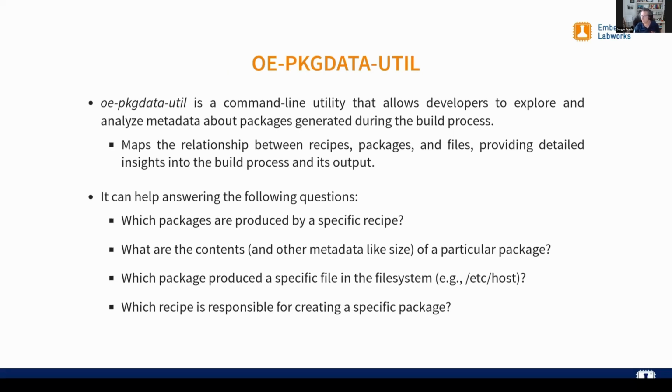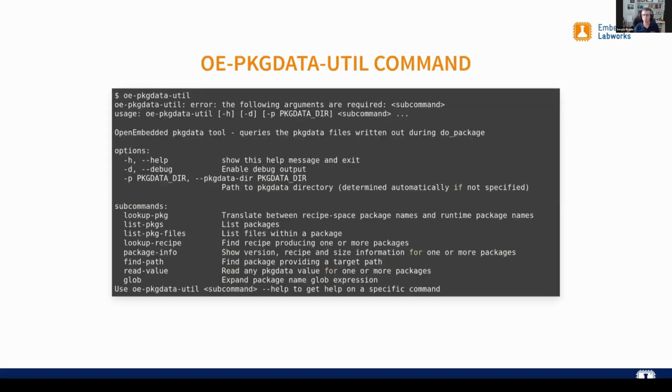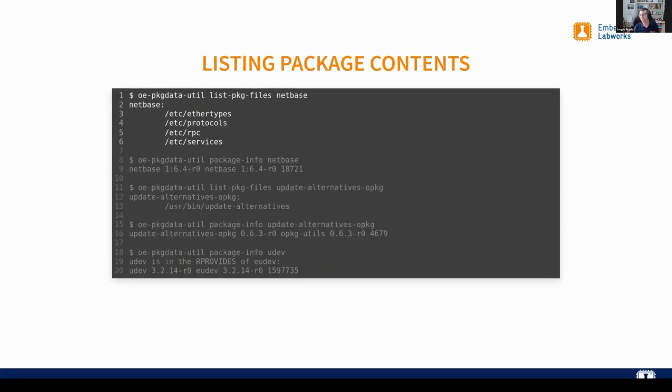So it's a very nice tool that can map you this relationship, again, between recipes and packages and files in the file system. So for example, I can answer that question. What do I have inside netbase? So I can see I have a few configuration files there. I can also inspect the package itself and see, for example, the size of the package, right? And here is the update-alternatives package, and here is the udev package. We can see here that the udev package is very big, almost 2 megabytes in size. So we don't want it. We might want to remove it.